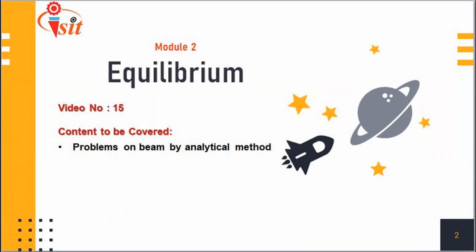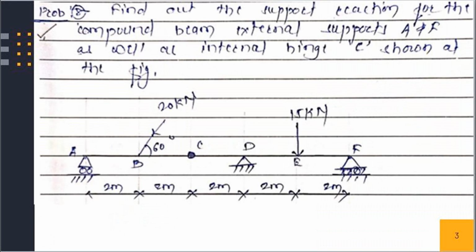Today, in video number 15, we are going to solve the problems on beam by analytical method. First problem: find out the support reactions for the compound beam, with external supports at A and F as well as internal hinge C shown in the figure.